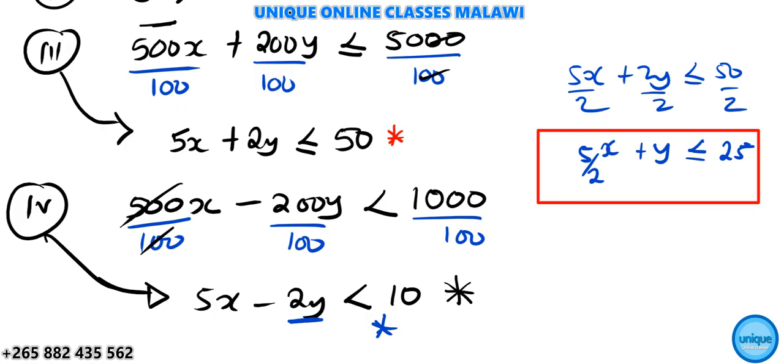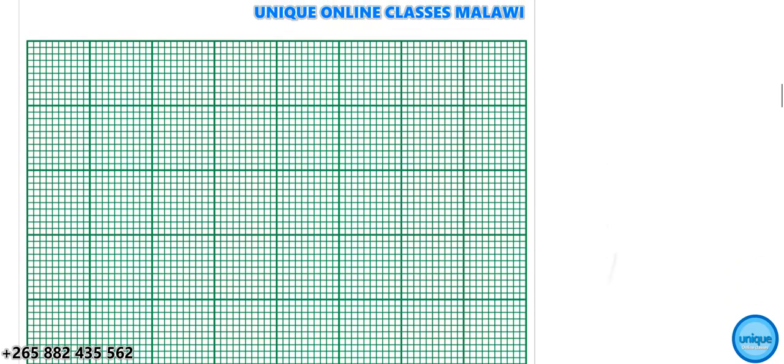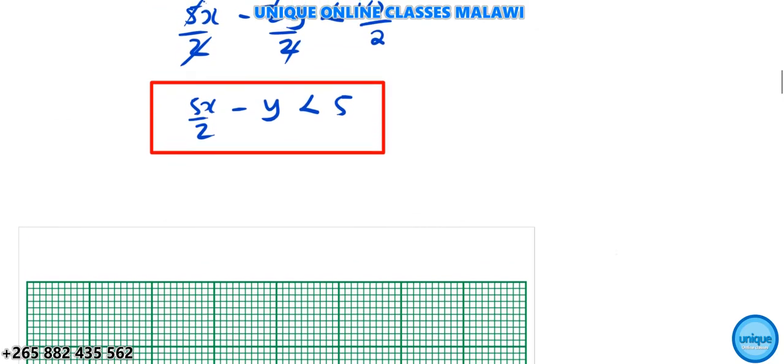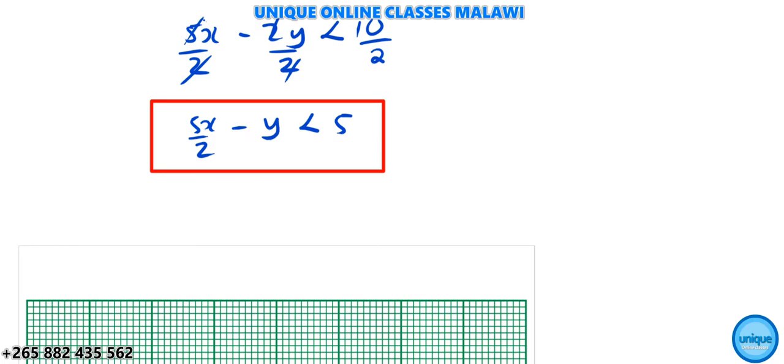So now we should plot a graph showing the inequalities. I think I should do tables of values to find the maximum points. Tables of values of this one: 5x over 2 minus y less than 5.